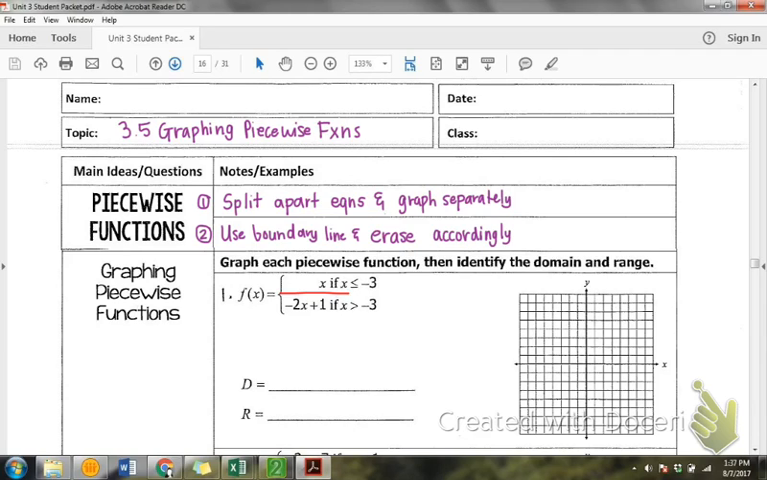So we're going to break this apart. We're going to write f of x equals x. That was the first equation. And the second equation is f of x equals negative 2x plus 1. So I have 2 equations. And then I have this if x greater than or less than negative 3 thing. We're going to forget about that for a while because we haven't talked about that yet. So we're not going to worry about that till later. Okay? So I have 2 equations that I can graph.